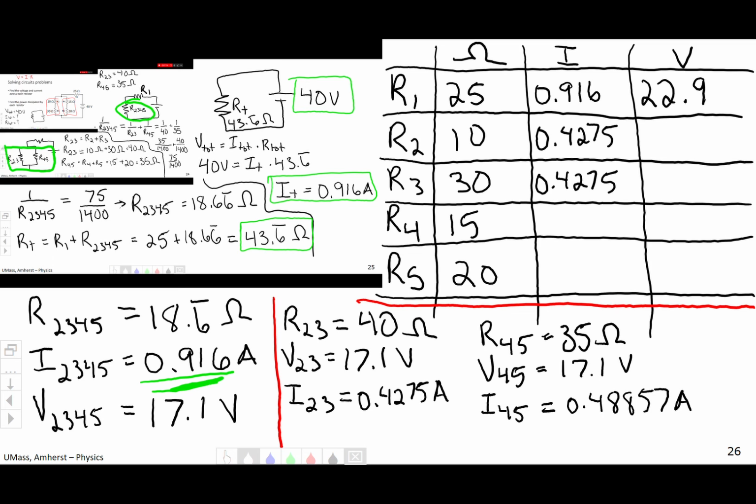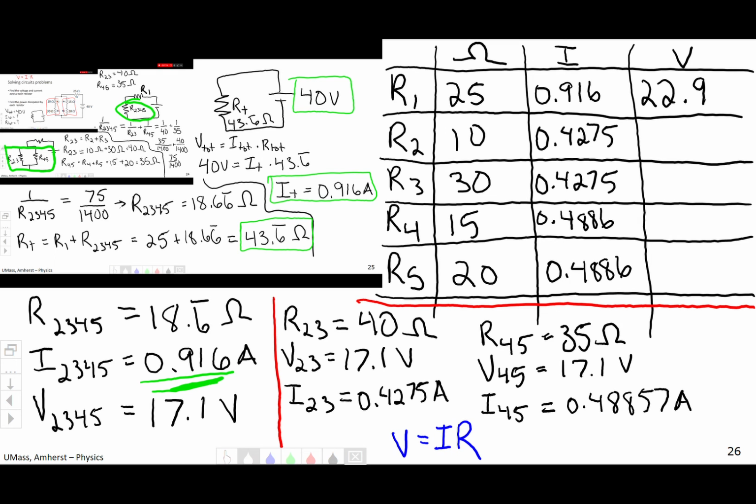And then since R4 and R5 are connected in series, they receive the same current, which means R4 and R5 each receive, truncating a little bit earlier, 0.4886 amps. Okay, and there you have it. Could not be simpler.